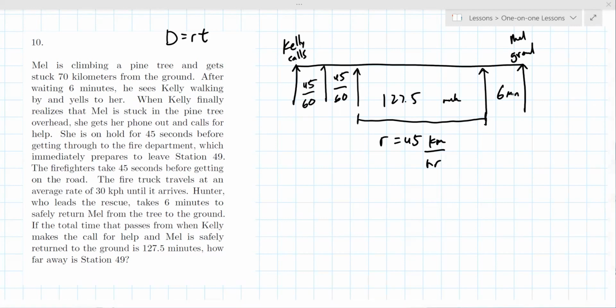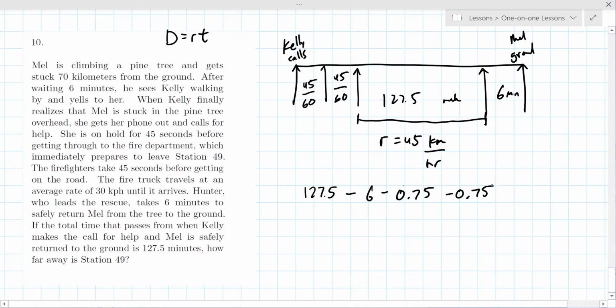So you do 127 minus 6, minus these, which are 3/4 or 0.75 times 2. Yep. Minus 6. So they're on the road for 120 minutes. Okay. And we know that they travel at a rate of 45 kilometers per hour. Do you see any problems with the units there between those two?